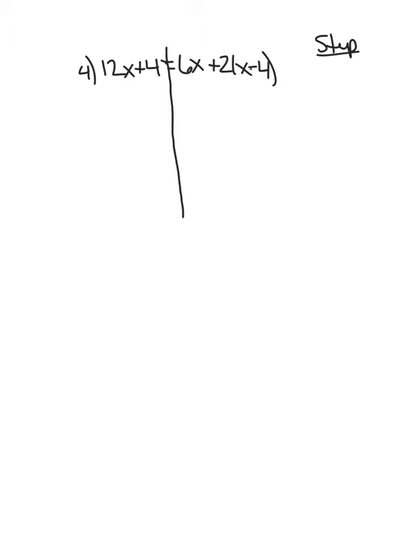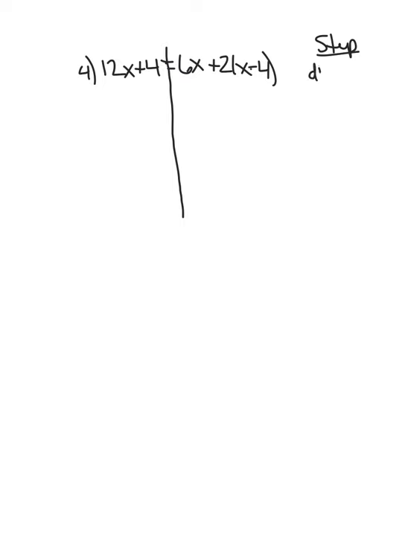So we have 12x plus 4 equals 6x plus 2 times x minus 4. Looks like a dot. Let's make it look like a minus sign. So if I look at this problem, draw my wall. 12x plus 4 cannot be combined, so we're going to leave that alone. On the right-hand side, I have a 6x, and then I have 2 times x minus 4. I see some parentheses. We always got to get rid of those parentheses first.